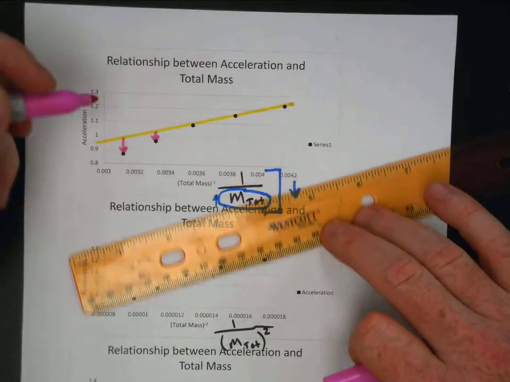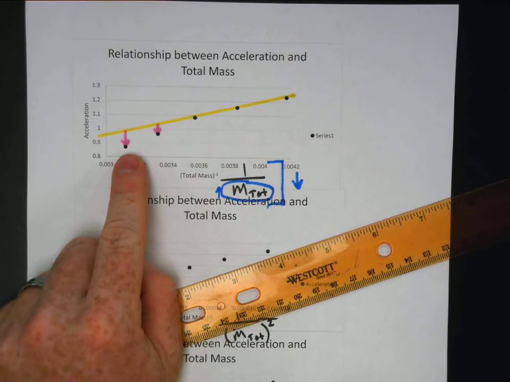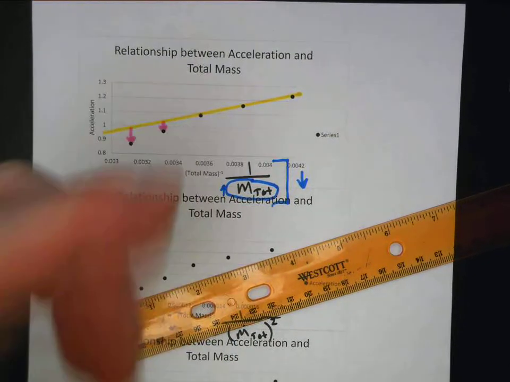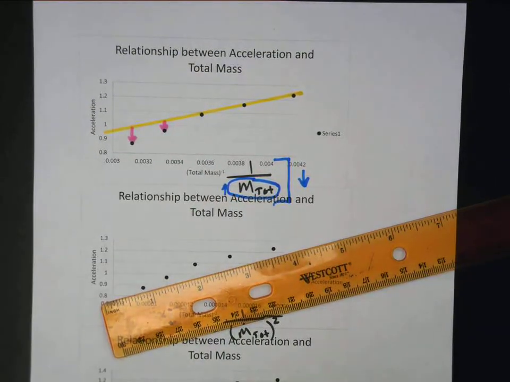They're significantly lower below that line. The acceleration is lower than expected here. So what's going on? Really, this kind of graph is supposed to produce a linear result.